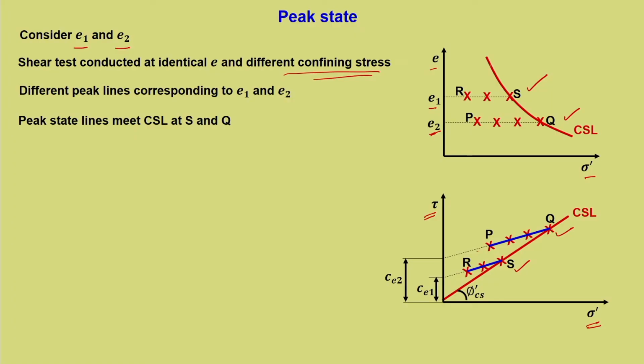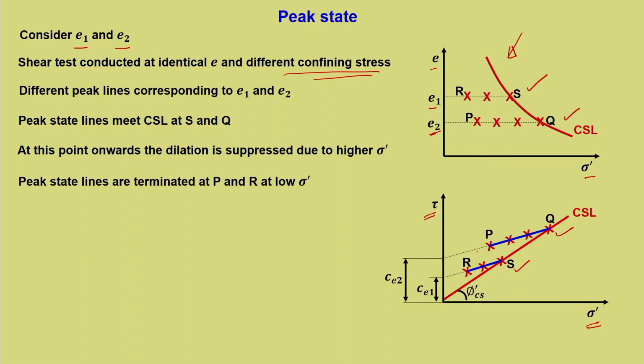Why? Because when we integrate the explanation with respect to the e-sigma dash plot, this gets quite comfortable and it is very easy to understand, because we know that as you go on increasing sigma dash, there exists a condition where it will meet the critical state line. When you project that down, that will give Q and S. From this point onwards, the dilation is suppressed due to higher sigma dash. This aspect we have clearly discussed. Now, from this point onwards, it will be on the critical state line.